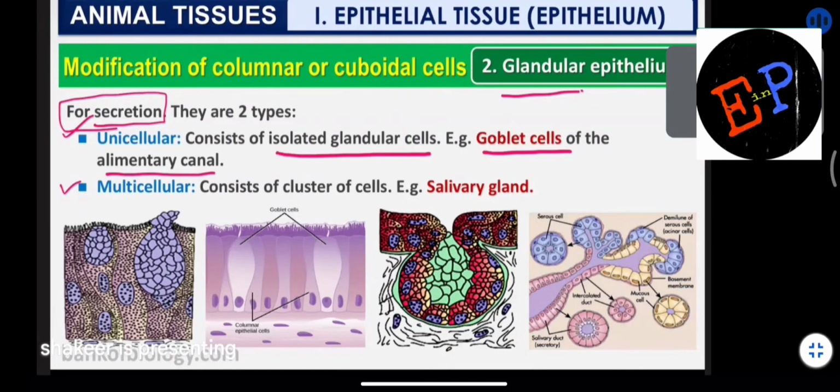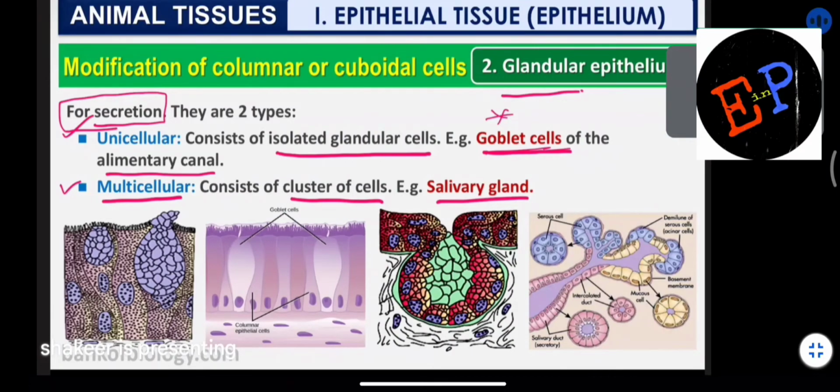In the alimentary canal we have specialized cells called goblet cells. And these goblet cells are made up of glandular epithelium. They are unicellular. Unicellular means just a single cell is present. Clear? Multicellular consists of a cluster of cells, a group of cells is present. The example is salivary glands. So goblet cells as well as salivary glands are made up of glandular epithelium in simple tissues.